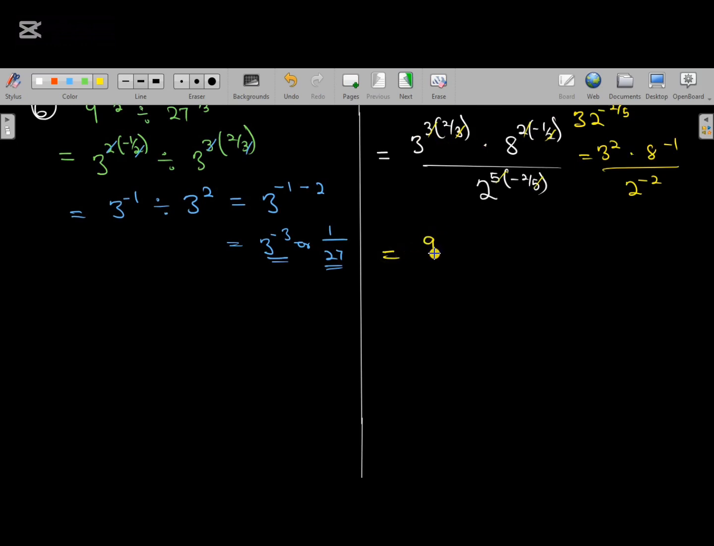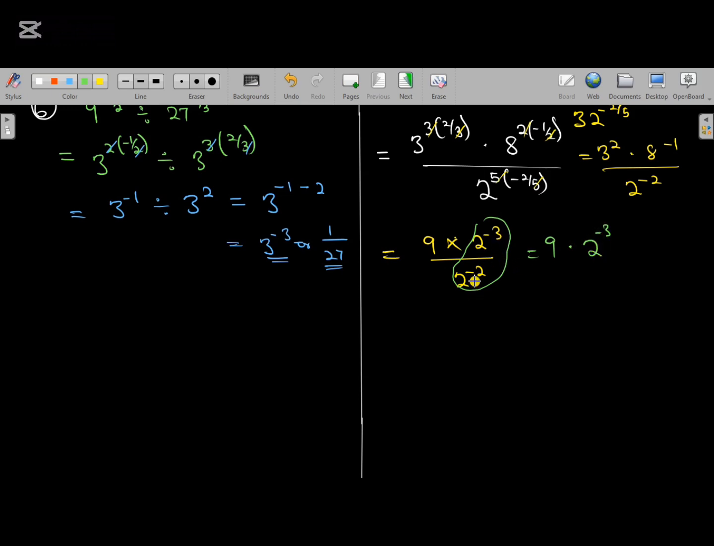Our 3 to the power of 2 is 9. So 8 to the power of minus 1 can be written as 2, our 8 is 2 to the power of 3, and that 3 multiplying minus 1 will be minus 3, all over 2 to the power of minus 2. So here we can now work on these 2. So if we do that, we are going to have 9 times, now it will be 1 base 2, then the power is minus 3.